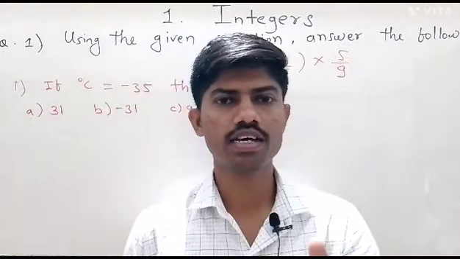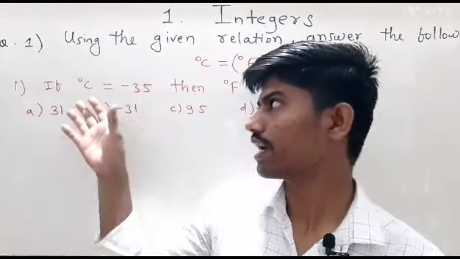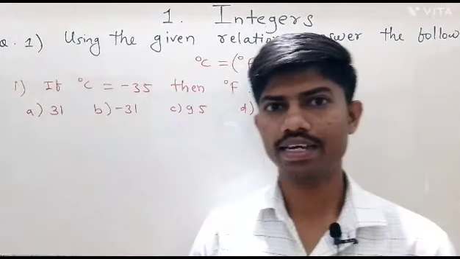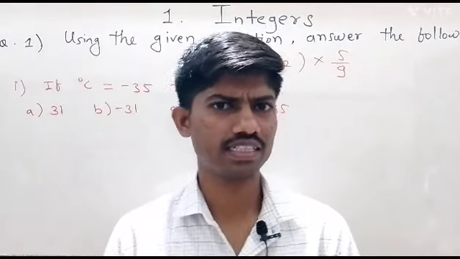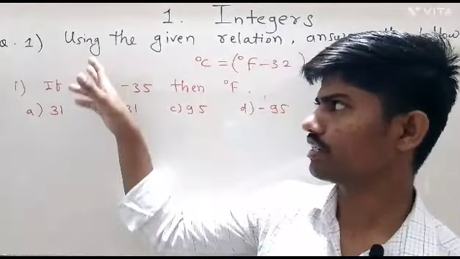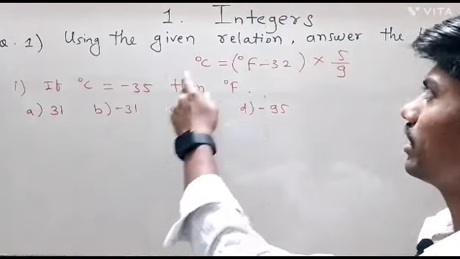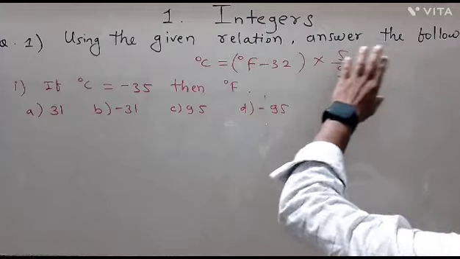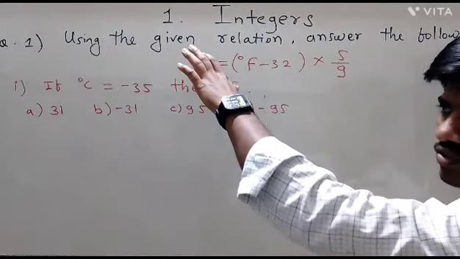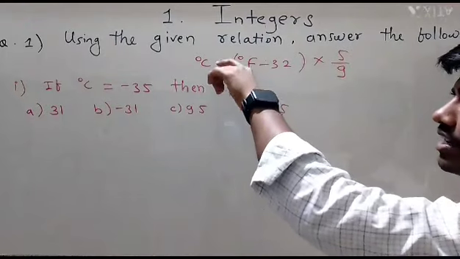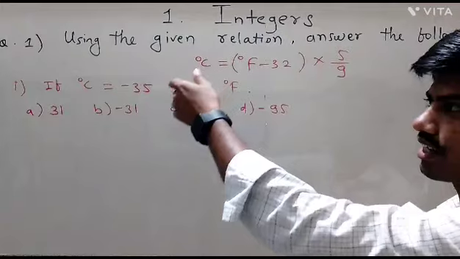First of all, I just want to clear one thing: I'm going to take all the questions by writing on the board, so you may need to pause the video. I think we are able to manage this. The first question says to use the given relation to answer the following. Integers means all positive numbers including 0, and the negative signs with the natural numbers. Integers is a very basic thing, you have already learned it.